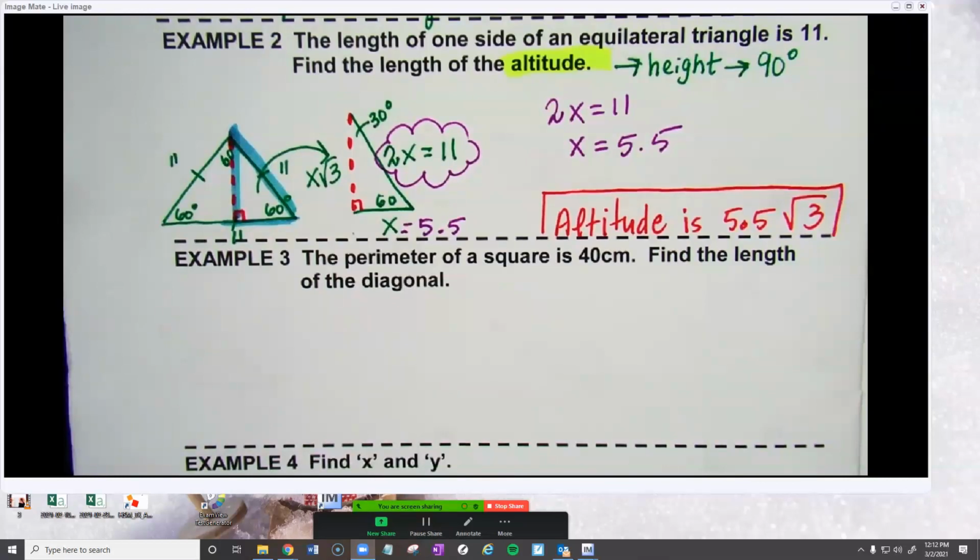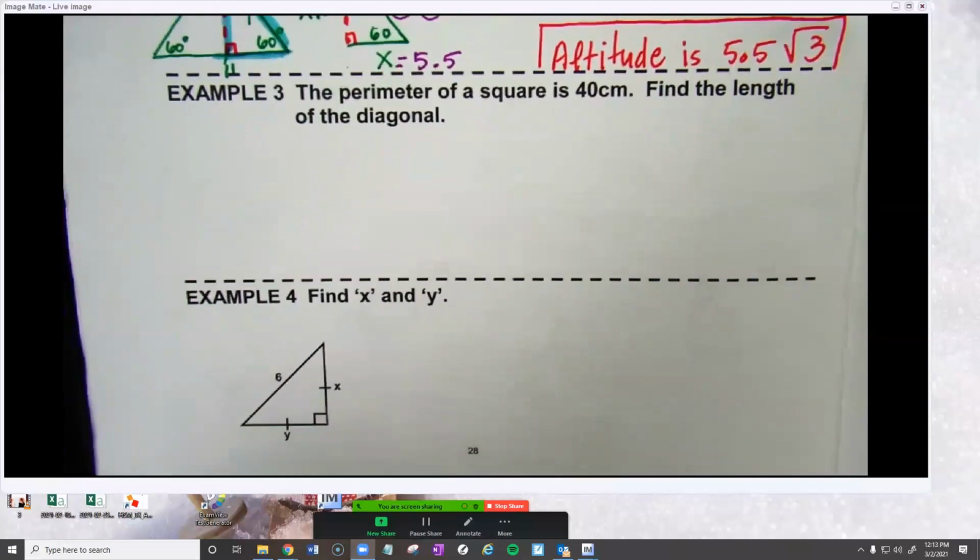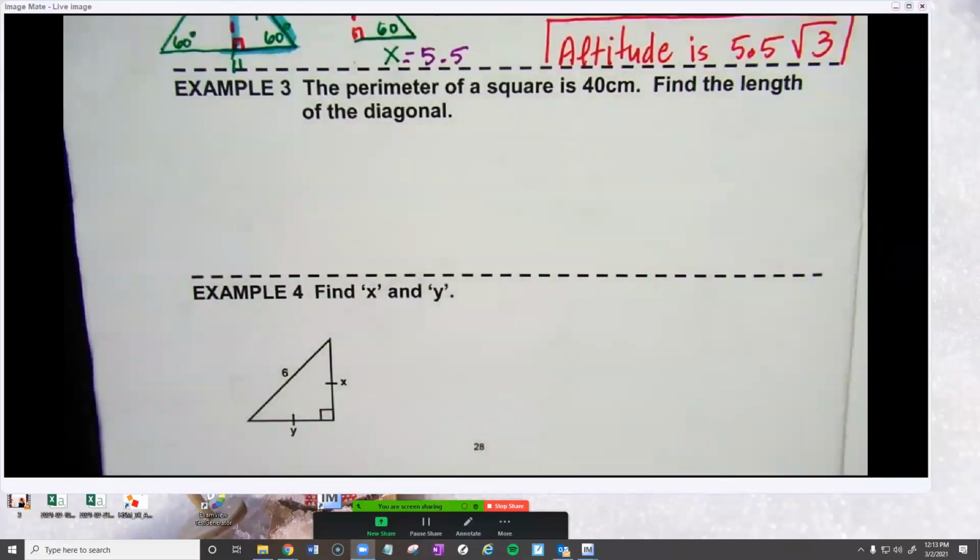Okay, let's look at example 3. That's going to be the last one where we have to draw a picture. So let's take a look at example 3. The perimeter of a square is 40 centimeters. Find the length of the diagonal.